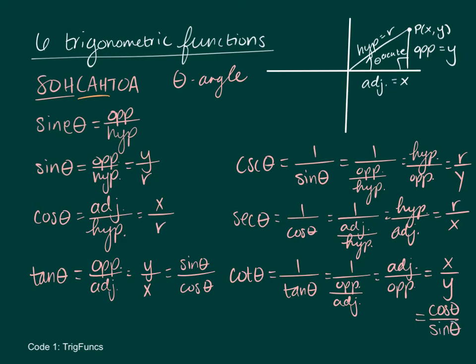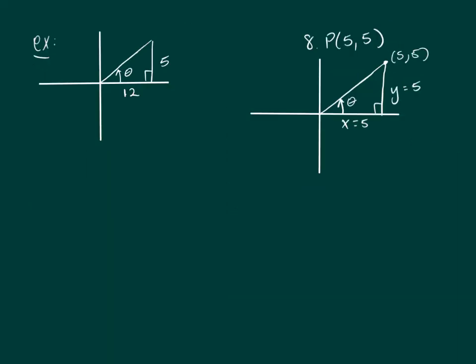Okay? So those 6 trig function values, you have to find a way to memorize them. If you can remember SOHCAHTOA and then know that the rest are reciprocals, you should be golden. So let's look at some examples. The first example we're going to look at is on the left of the screen. They give us this right triangle with acute angle theta, where the opposite side is 5, the adjacent side is 12, and they want us to find the 6 trig function values.